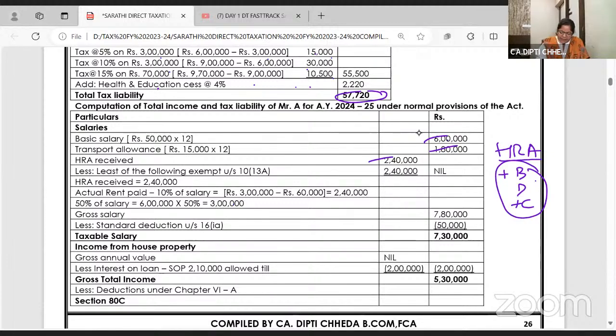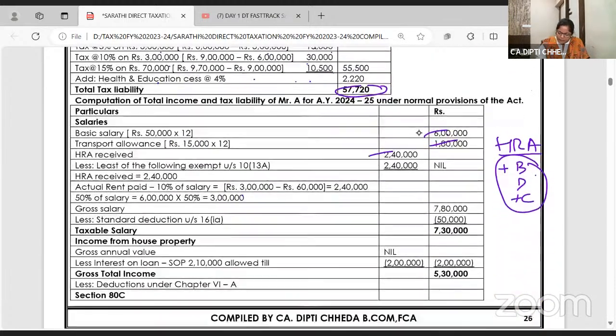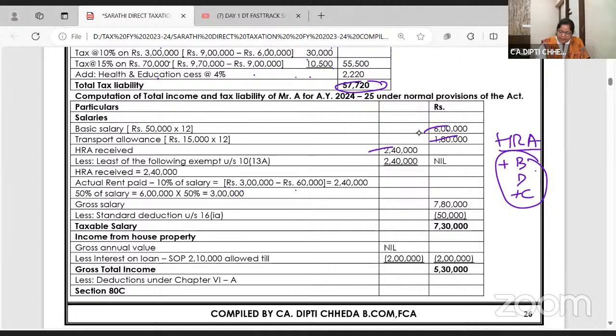So you have only basic. So what is the rent paid? Rent paid is given to you, 25,000 per month. Rent paid minus 10% of the salary, 50% of the salary, and actual HRA, whichever is lower, is deductible. So 2,40,000. Pura HRA is exempt if you are opting out of the default tax regime. So what is your gross salary? 780. Standard deduction is allowed there also, here also.